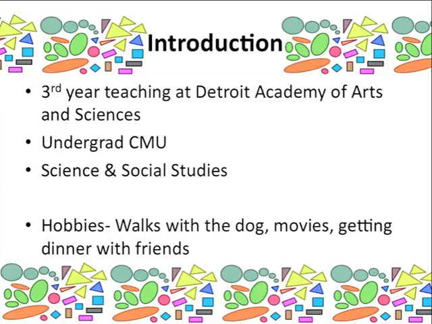A little about myself. This is my third year teaching at Detroit Academy of Arts and Sciences. I got my undergrad from Central Michigan University with a major in language arts and a minor in child development. So I am certified K through 8. Now I do lesson plans for my team of first grade teachers in science and social studies, so that's my forte, but being an elementary school teacher, we do teach all of it.